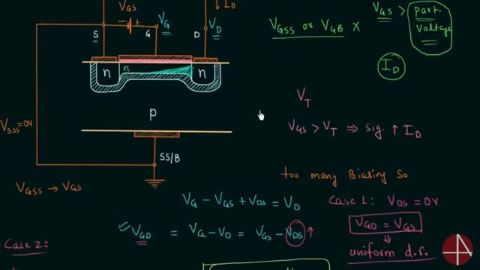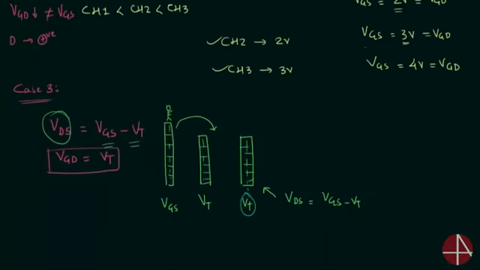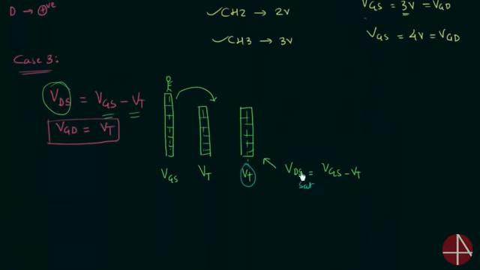Okay, and the channel will not completely vanish, because in that case current ID will become 0, which is not possible. This condition is known as pinch off, and the voltage VDS is known as VD saturation. VD saturation we are calling it because when you increase VDS more than this, current ID will remain constant. So we call this voltage VD saturation, and we represent it by V subscript DS subscript SAT.